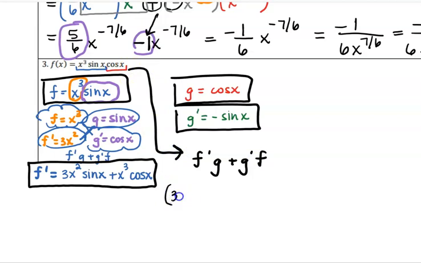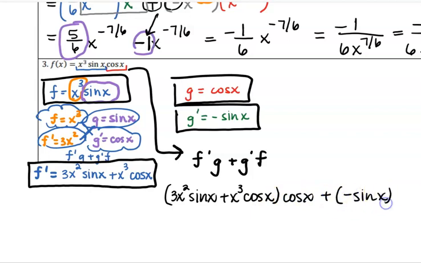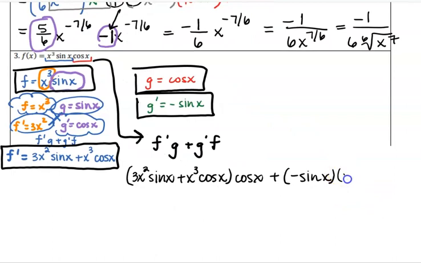F prime, that's 3x squared sine x plus x to the third cosine x. That's multiplied by g, which is cosine x. And that's added to g prime, which is negative sine x. And that's multiplied by f, which is x to the third sine x.